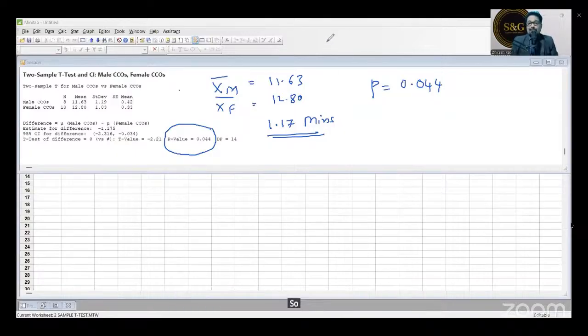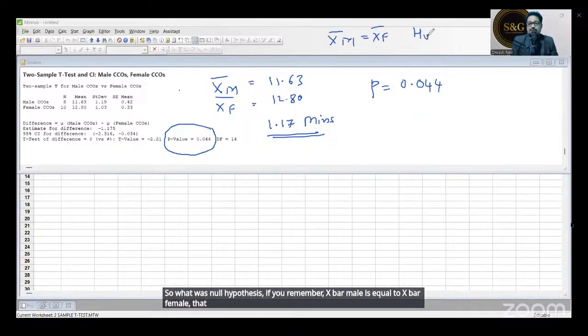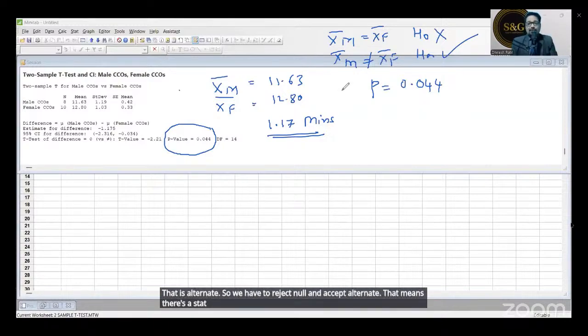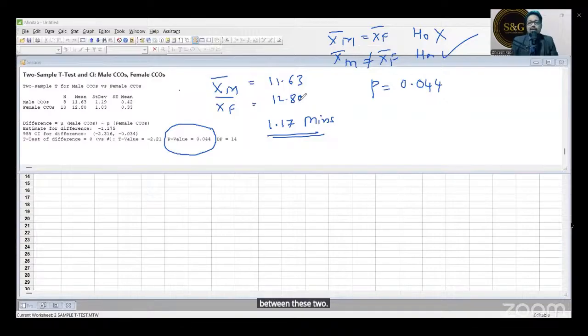So what was the null hypothesis? If you remember, X bar male is equal to X bar female. That was the null hypothesis. And the alternate was X bar male is not equal to X bar female. So we have to reject null and accept alternate. That means there is a statistically significant difference between these two. Are you clear with this? Just give me yes in the chat box.